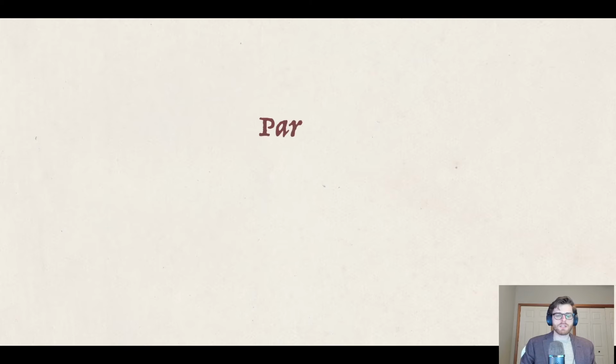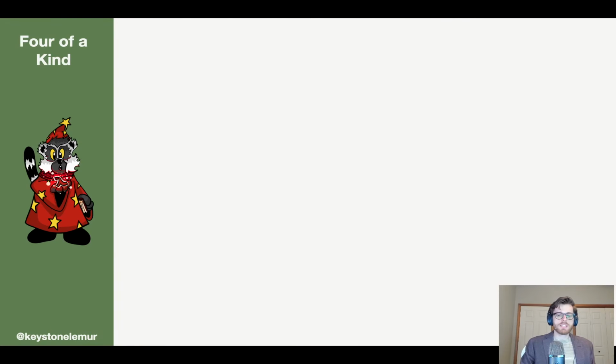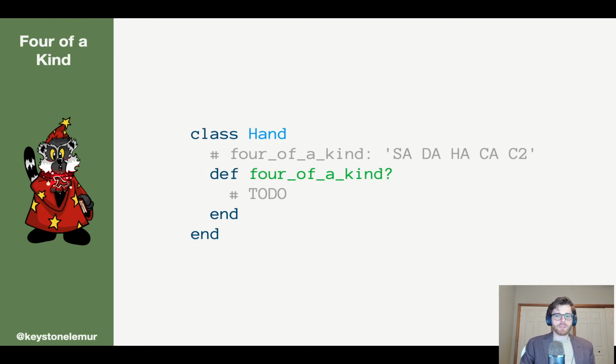Next up is 4 of a kind. Now, just like the name implies, this means 4 of the same ranked card. Going back to our hand, we'll start with an example of 4 aces. Ace of spades, diamonds, hearts, and clubs. And define a predicate method, and then match against all of our cards.